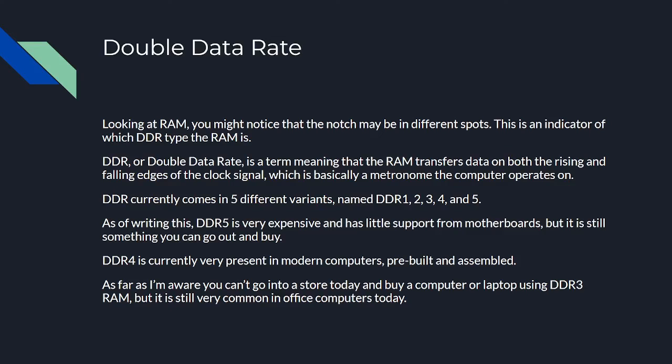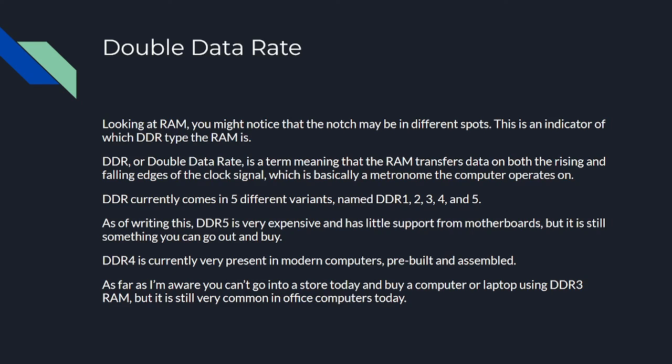So now it's time to talk about double data rate. Looking at RAM, you might notice that the notch may be in different spots between different pieces of RAM. This is an indicator of which DDR type the RAM is. DDR, or double data rate, is a term meaning that the RAM transfers data on both the rising and falling edges of the clock signal, which is basically a metronome the computer operates on. So DDR currently comes in 5 different variants, aptly named DDR 1, 2, 3, 4, and 5.